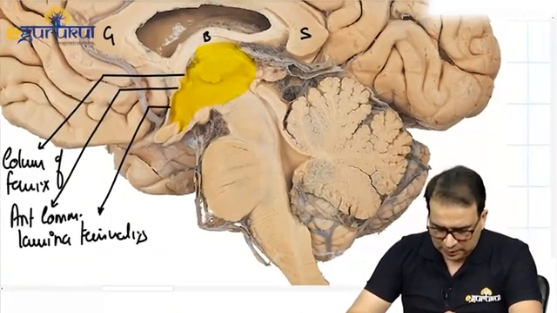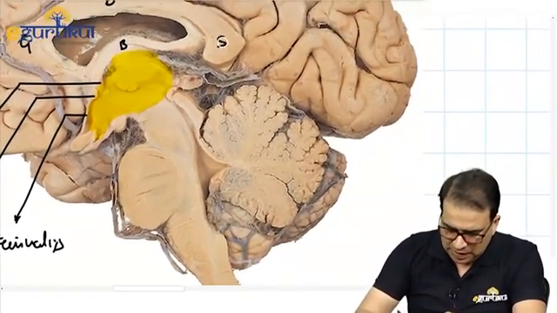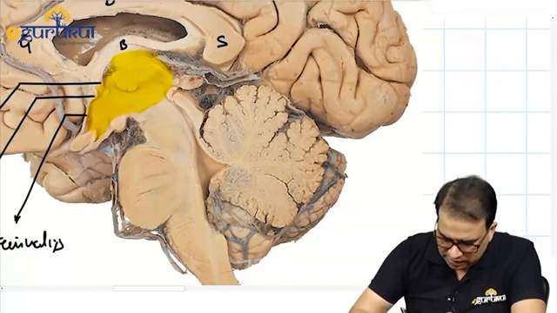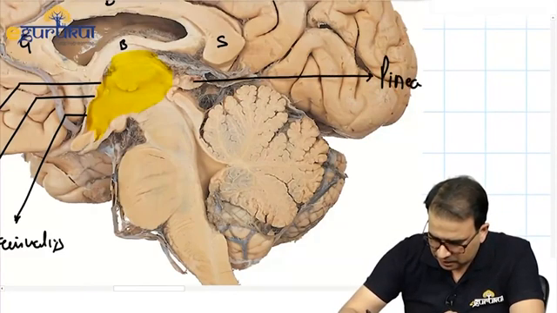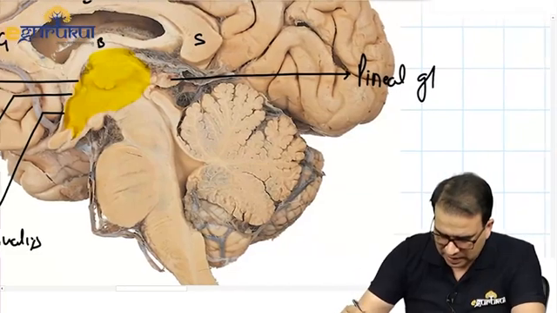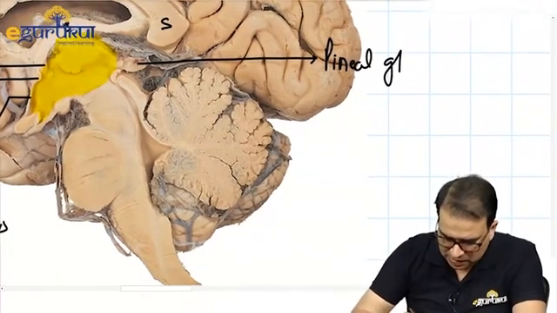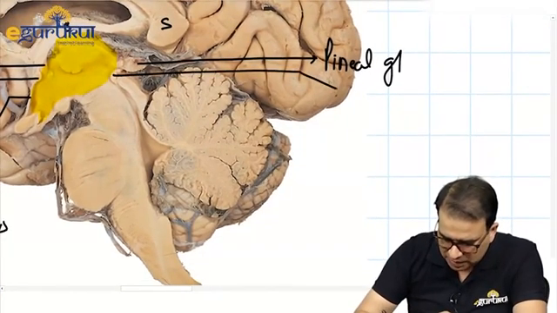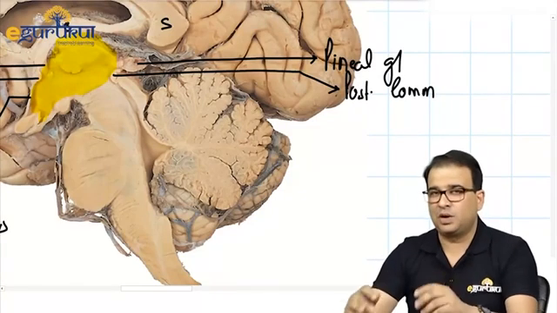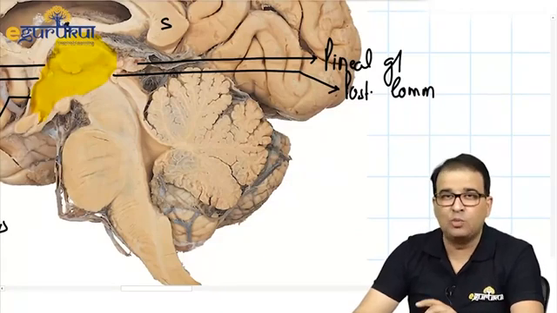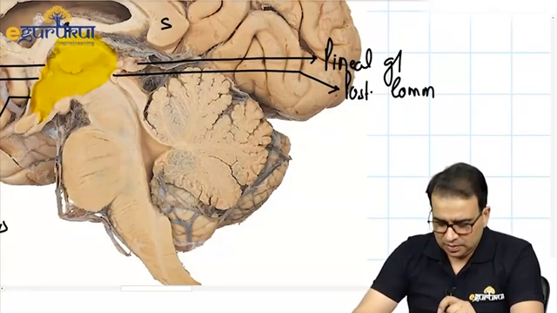Posterior wall. What is there in the posterior wall? Below the splenium of corpus callosum, you can very clearly appreciate this gland here. That is a pineal gland. And if you look carefully, guys, just below the pineal gland, there is a commissural fiber present below, and that commissure is called as a posterior commissure. The commissure which helps to connect the superior colliculus and accessory oculomotor nucleus, that is called as a posterior commissure.